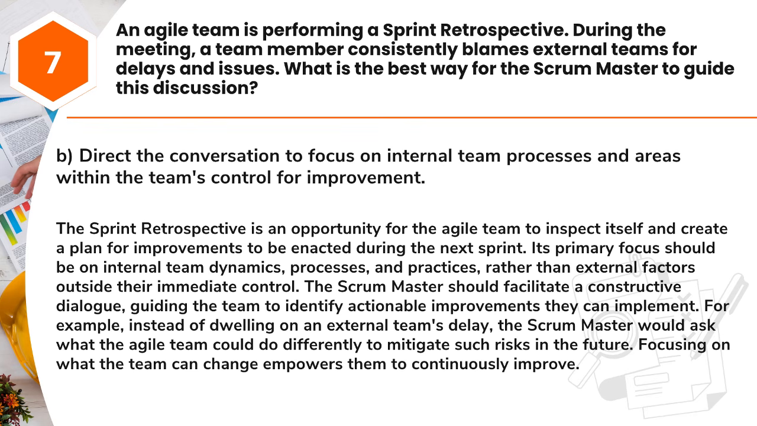The Scrum Master should facilitate a constructive dialogue, guiding the team to identify actionable improvements they can implement. For example, instead of dwelling on an external team's delay, the Scrum Master would ask what the Agile team could do differently to mitigate such risks in the future. Focusing on what the team can change empowers them to continuously improve.